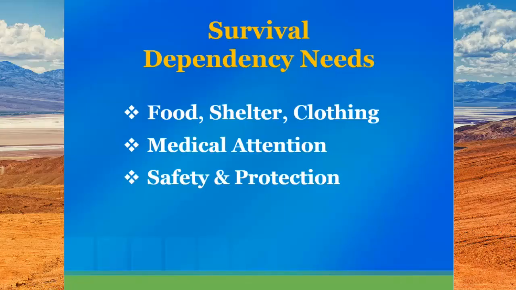There are two groups of childhood dependency needs. The first group has to do with survival mode. Survival dependency needs include food, shelter, clothing, medical attention, but also safety and protection. A child must feel safe and protected, or those alarms in the nervous system begin to get triggered.